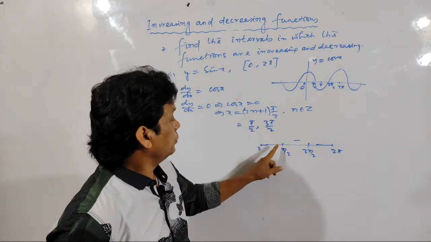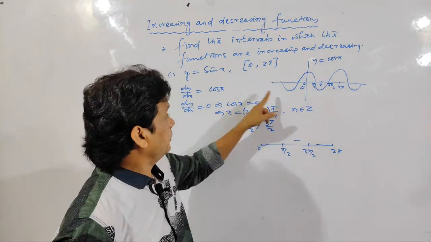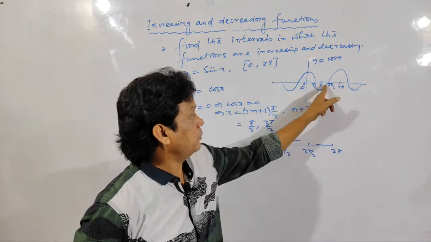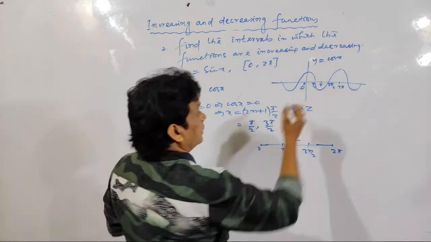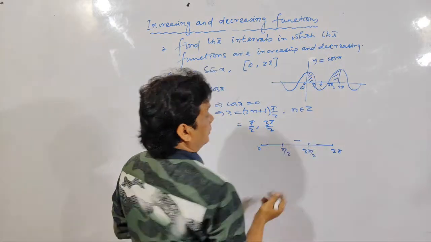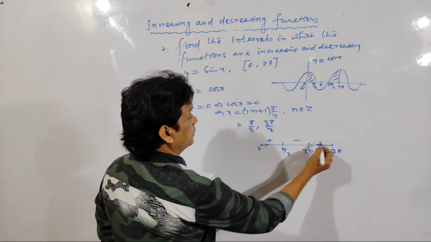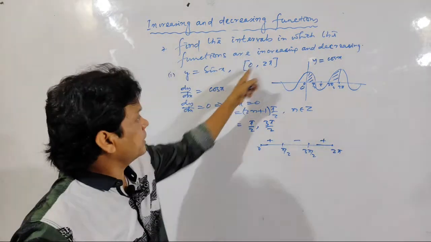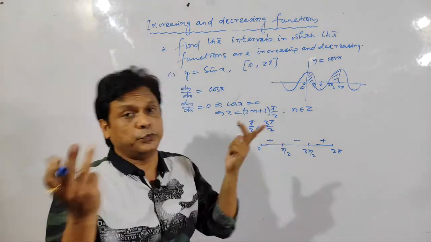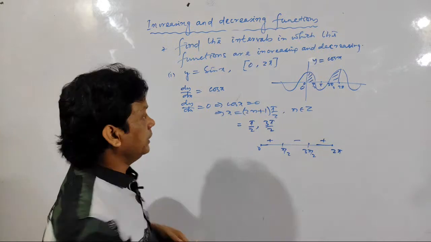So 0 to pi by 2 it is positive, and pi by 2 to 3 pi by 2 it is negative, then 3 pi by 2 to 2 pi it is positive. This one is positive, and up to this one it is also positive, and this one is negative. Clear? So in the question it is given closed interval. The endpoints are given closed interval. So you should put a closed interval in this case. Clear?